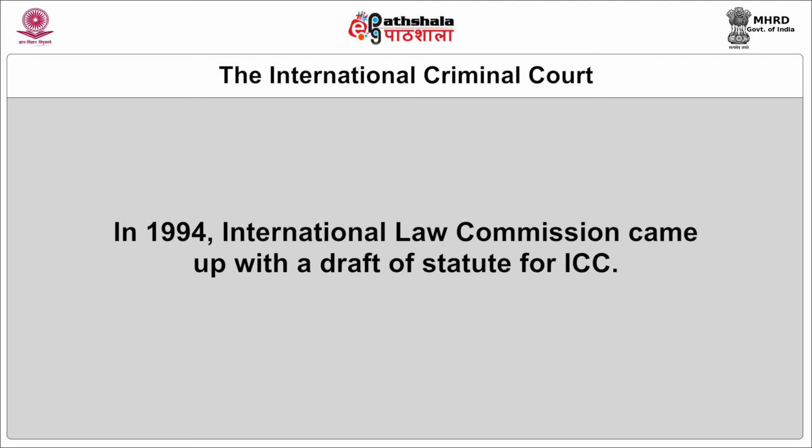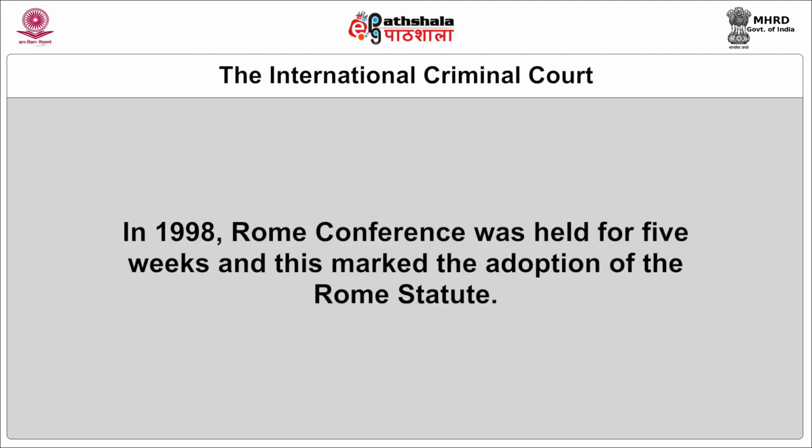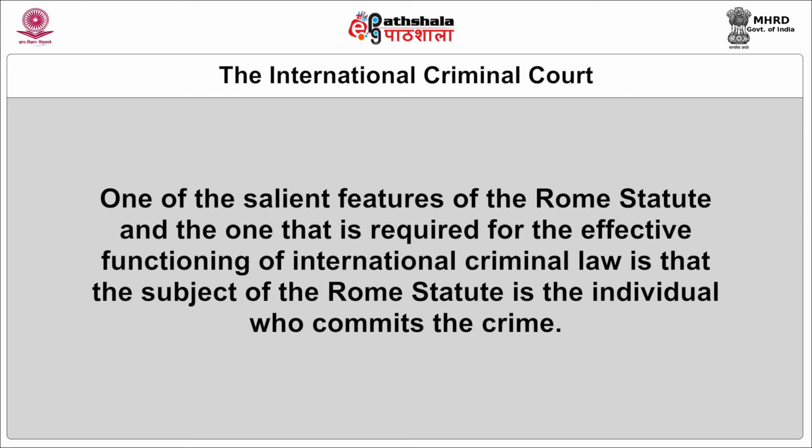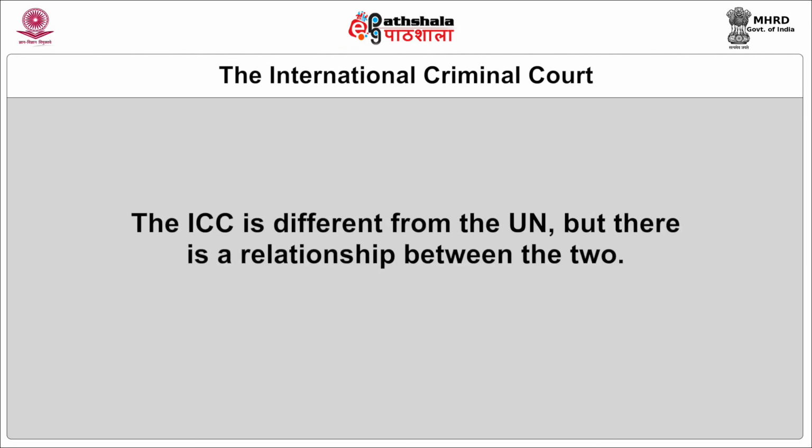In 1994, the International Law Commission came up with a draft statute for the ICC. The Rome Conference was held for 5 weeks, and this marked the adoption of the Rome Statute. One of the salient features of the Rome Statute, and the one that is required for the effective functioning of international criminal law, is that the subject of the Rome Statute is the individual who commits the crime. The ICC has its own judicial and criminal branches, but lacks enforcement mechanisms. The ICC is completely different from the United Nations, but there is a relationship between the two.